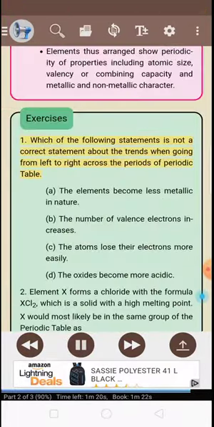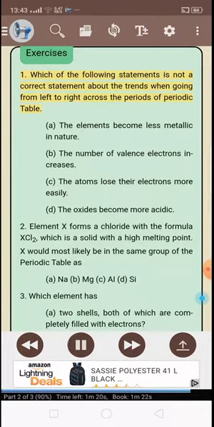Exercises. 1. Which of the following statements is not a correct statement about the trends when going from left to right across the periods of the periodic table? A. The elements become less metallic in nature. B. The number of valence electrons increases. C. The atoms lose their electrons more easily. D. The oxides become more acidic.